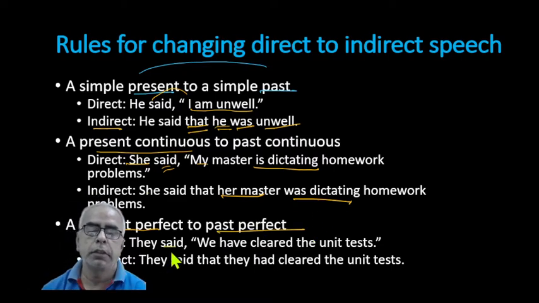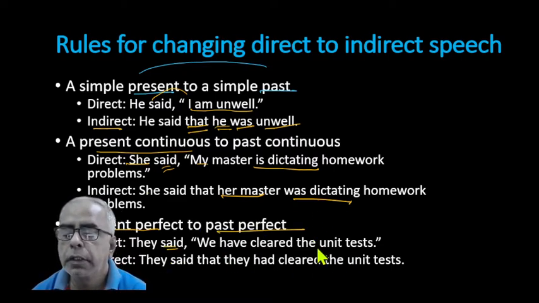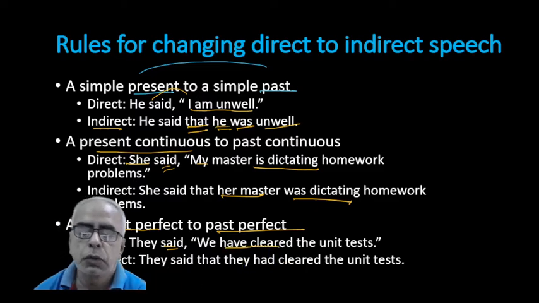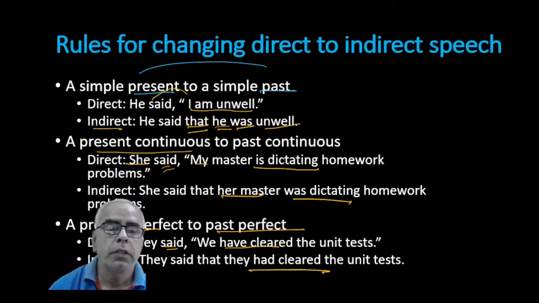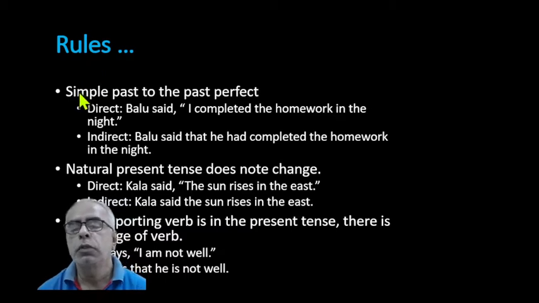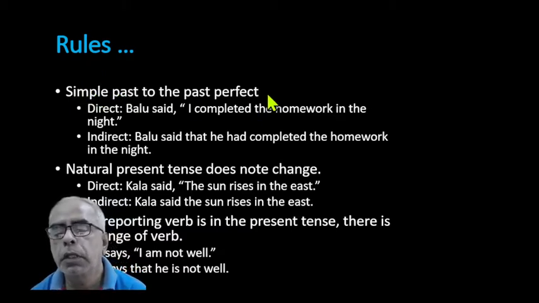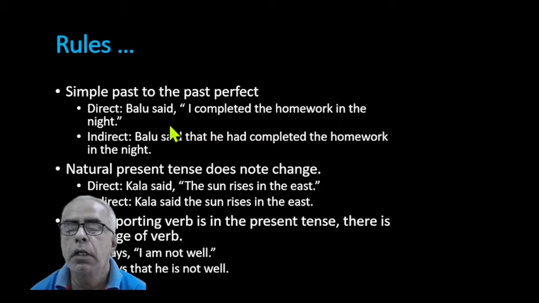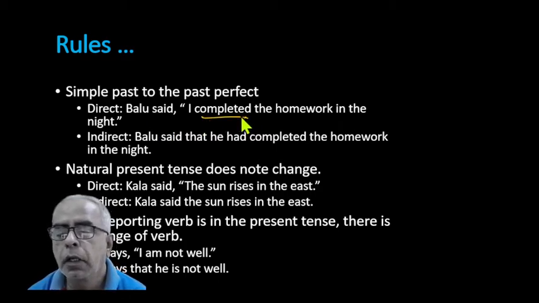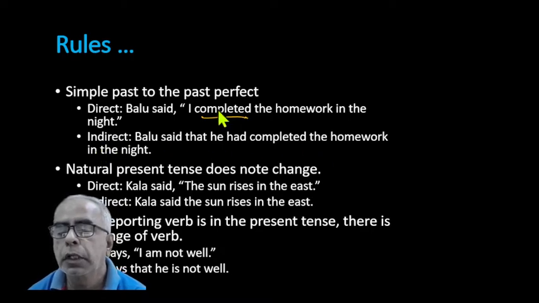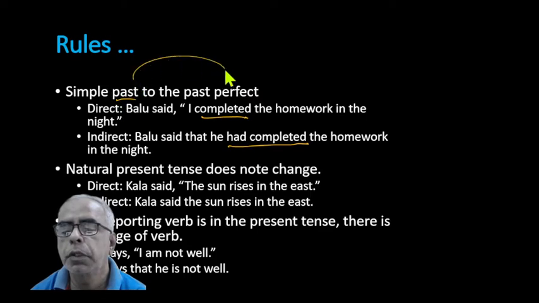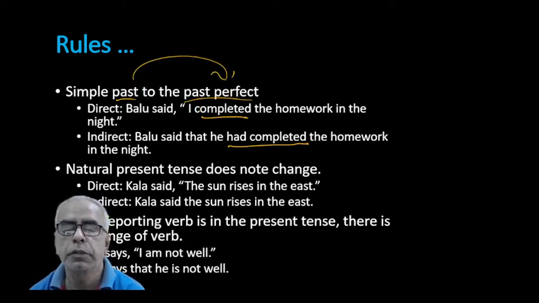A present perfect should be converted into past perfect. For example, they said, "We have cleared the unit test." So in the indirect speech, they said that they had cleared the unit test. Similarly, we have the rule simple past to past perfect. For instance, if something is already completed, when it is reported in the indirect speech, it should be converted into had completed, that is past to past perfect.